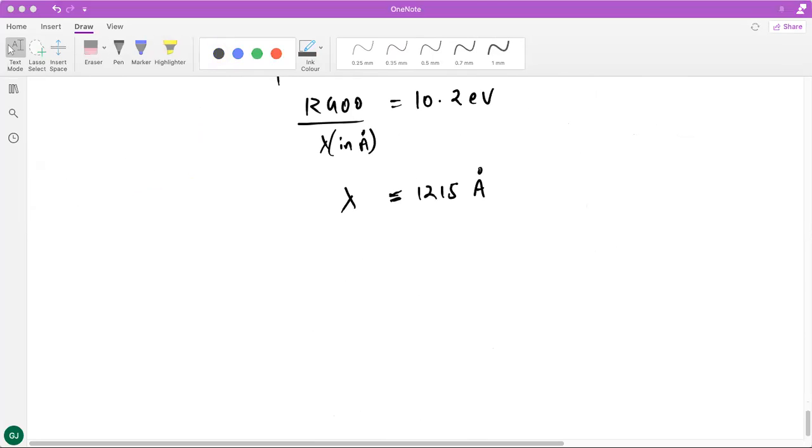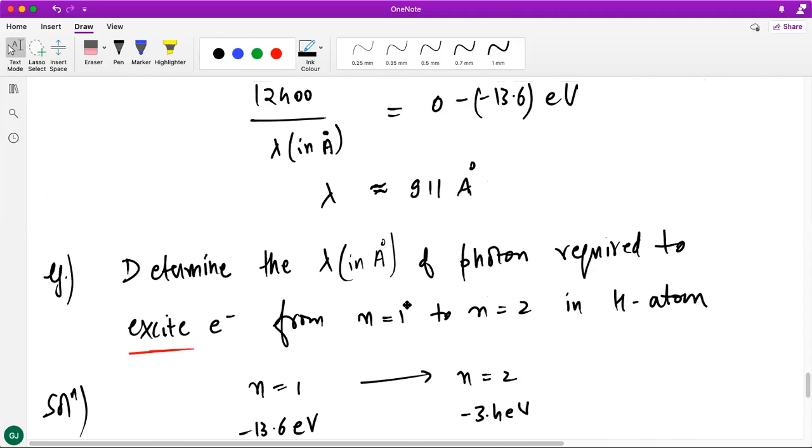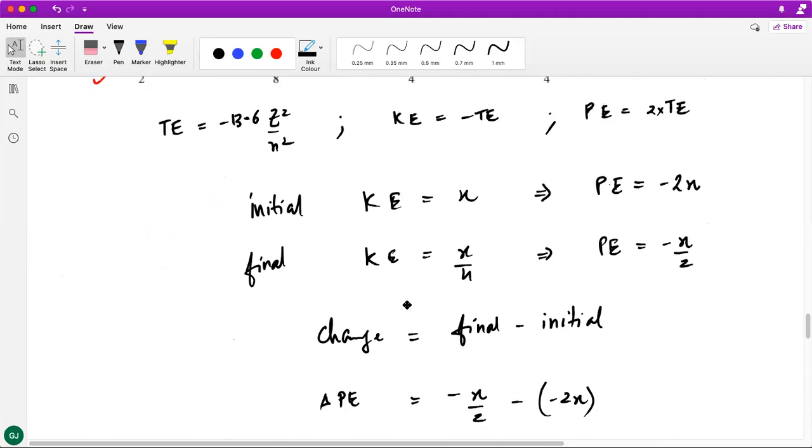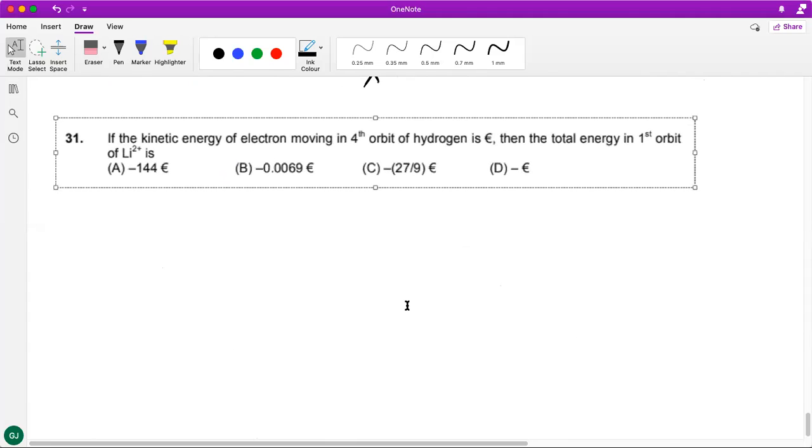Okay, let's try one more question. And this time it will be something based on those proportionalities that we had studied in the last class. Alright, try this question. One minute, sorry. Try this question now.